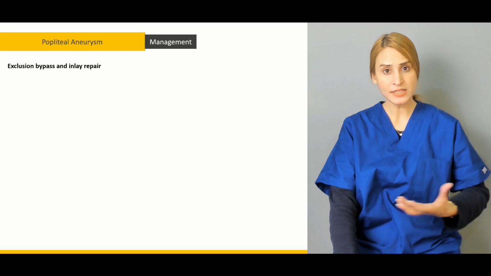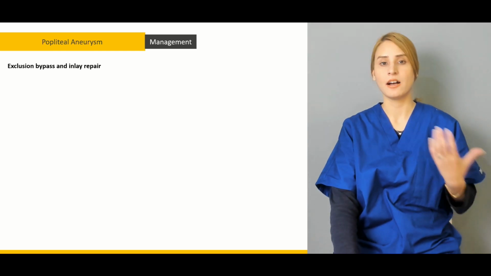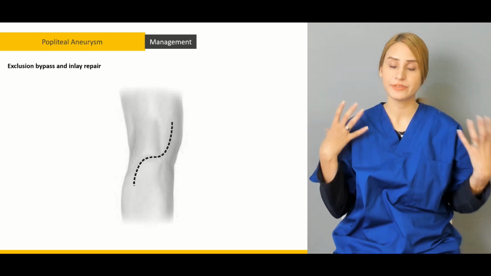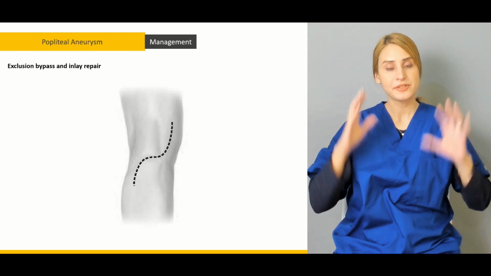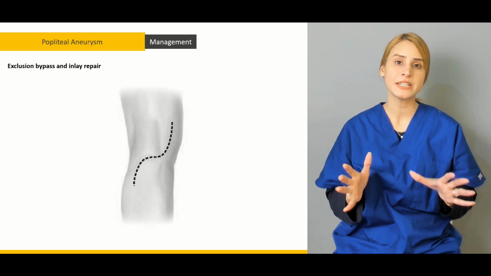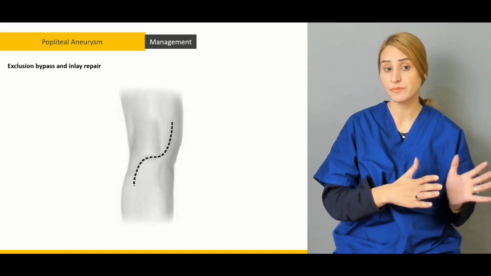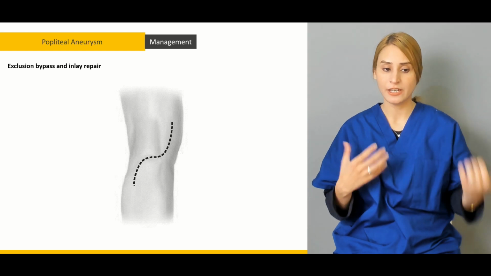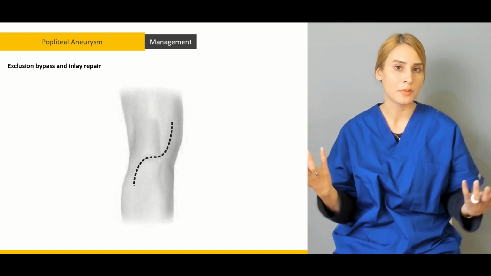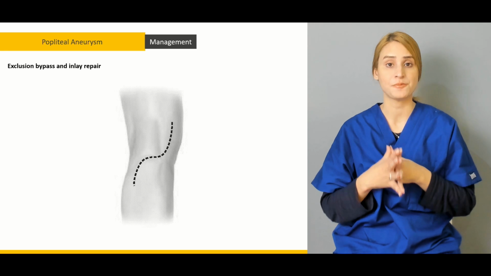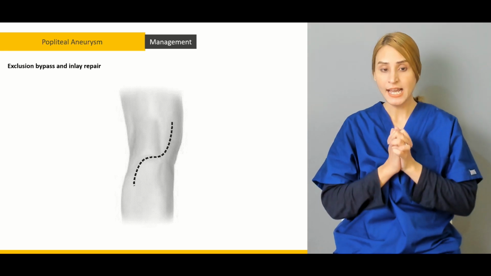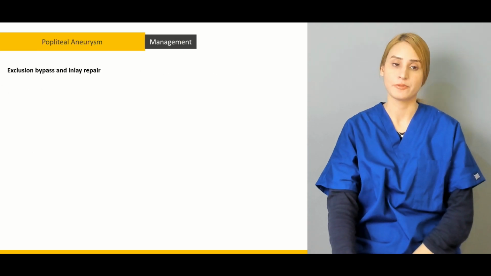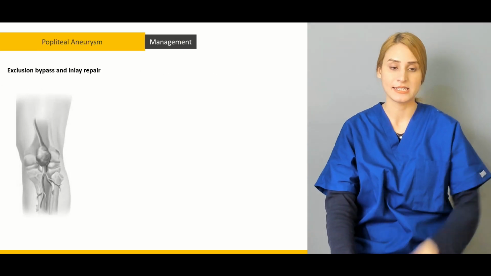Now, the important thing about this aneurysm is obviously the management. Usually there are three procedures which are used, but commonly two procedures are used. One is exclusion bypass and the other is inlet repair. Inlet repair was used in the past years, but today the exclusion bypasses are more common and more favorable in today's setting.